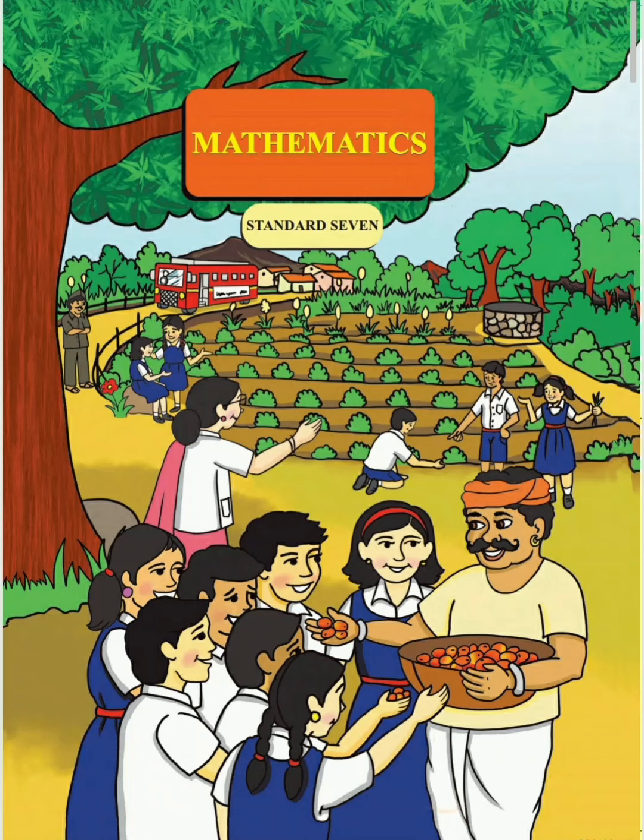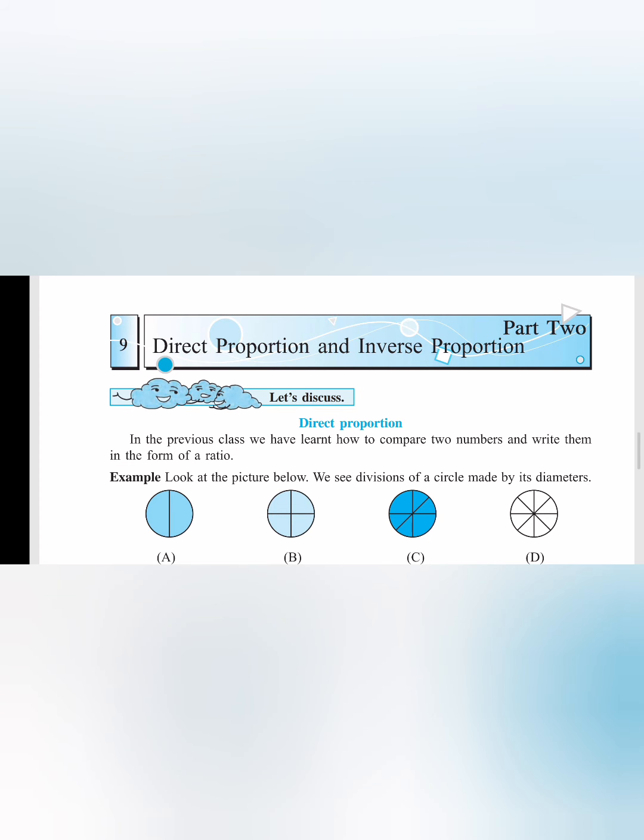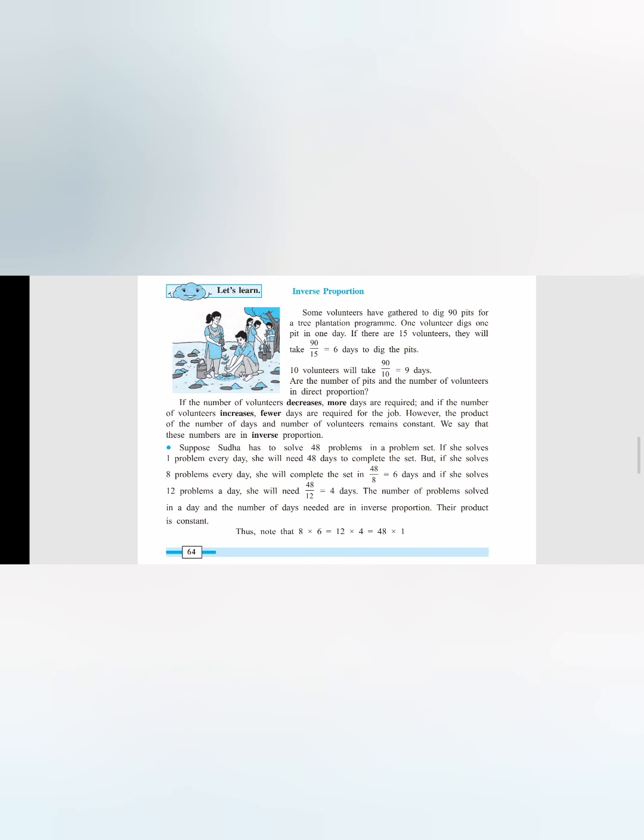Dear students, let's now continue the second point of this lesson, inverse proportion. Students, the example is displayed on your screen. This example is present on your textbook page number 64. Some volunteers have gathered to dig 90 pits of a tree plantation program.